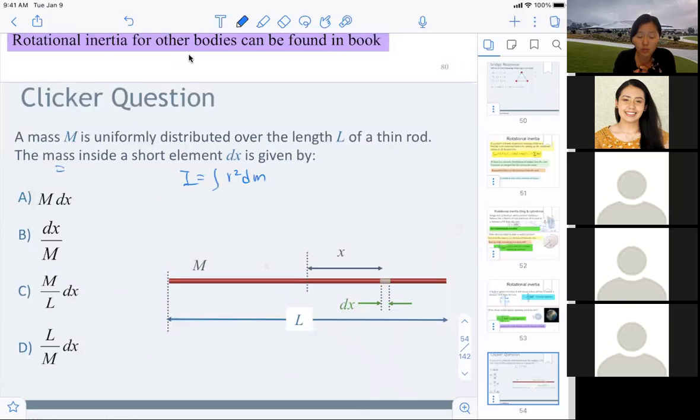To do this integral, for the rod, everything is simply in one direction. So r simply becomes x, so x squared dm. How do I represent dm? Which one of these is the correct answer? We did this a little bit in the previous classes, where we talked about using the idea of a proportion. So think about if you could do that and answer this question.